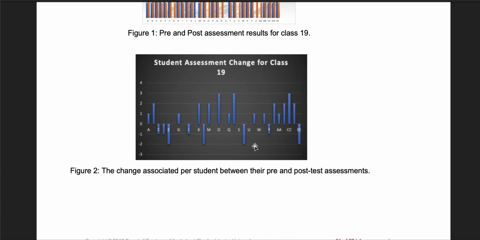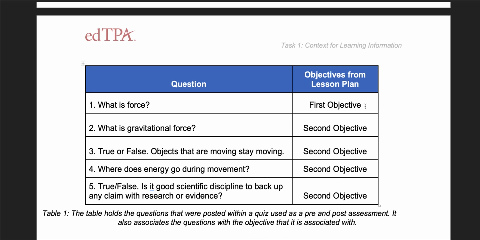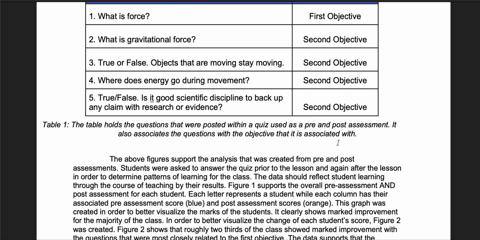This particular instance on this graph shows that the majority of the class, I'd say about 2/3, had an improvement, whereas the other 1/3 did not. So that 1/3 would need to have that lesson retaught or supplemented in some sort of way, which I go into further detail in this commentary. I also broke down the questions that I used on the assessment and which objectives they are associated with. I believe that's great for indicating how you design your lesson.